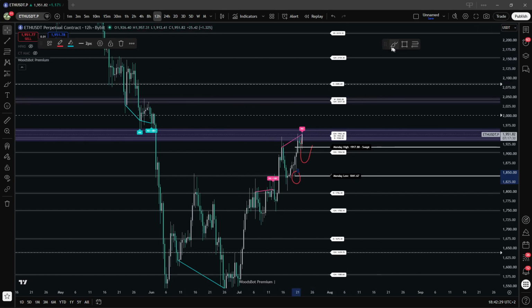You still need to have a level, right? At least for me, my invalidation would be above this. You have the 12-hour supply zone right here, right? This is your resistance. If Ethereum is bearish, it shouldn't go above this resistance. It should reject from this supply zone. So this is where I would put my invalidation.